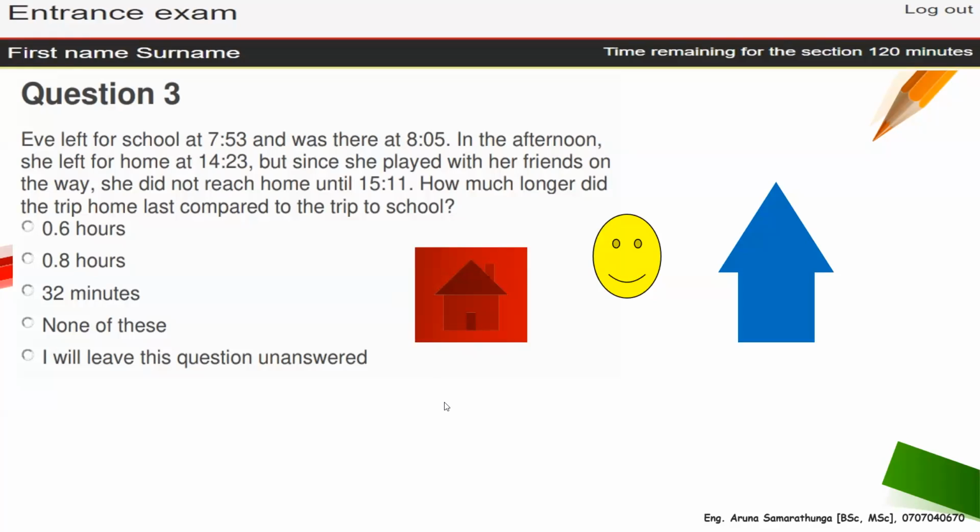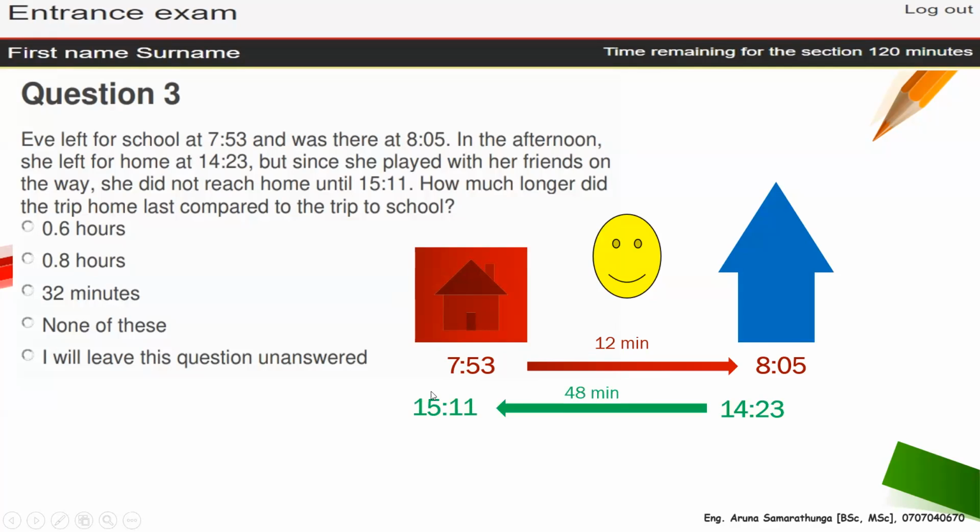So this one, this is the way. She left home in the morning at 7:53 and came to school at 8:05. So it will take 12 minutes. If you subtract from this one to this one, it will take 12 minutes. Another way also, this one took 48 minutes. So the answer is not that.